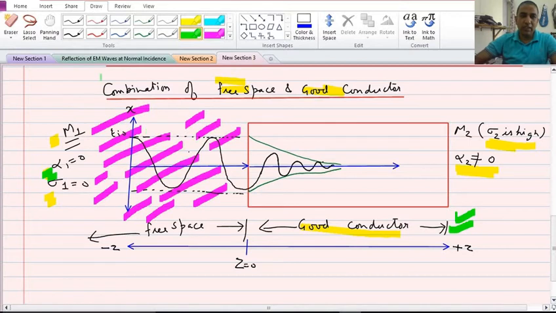Okay, so whenever an EM wave travels from free space to a good conductor, it starts attenuating and gets attenuated until it is completely diminished or vanished. So we can say that in a good conductor, the EM wave will vanish very fast. Okay. This gives rise to the concept that good conductors do not allow EM waves to pass. That is, EM waves are not present in good conductors.